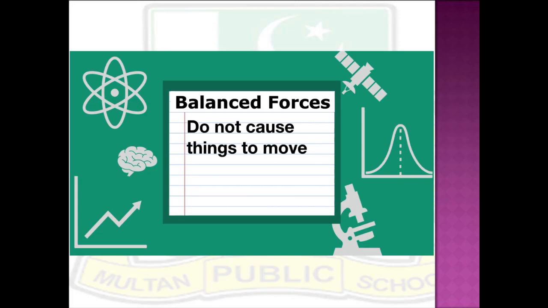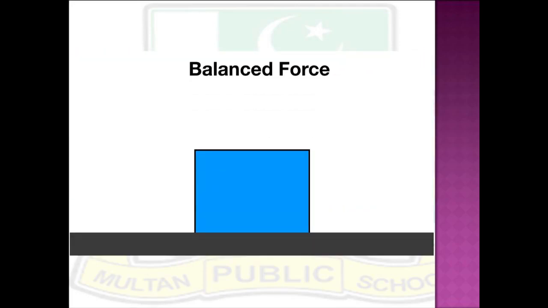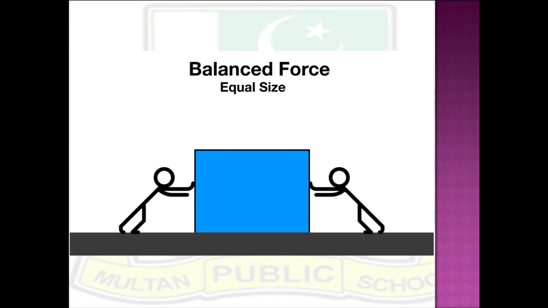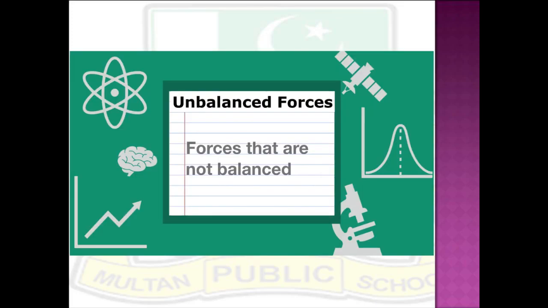Let's look at the example. If we had a box on the floor and you try to push it from one side, but your friend pushes it from the other side, the box will not move. And therefore, this would be a balanced force. Both you and your friend would be pushing equally hard. So your forces would be equal in size. But you would be pushing one way and your friend would be pushing the opposite way. So you are pushing in opposite directions and these two forces cancel out each other and we can call them balanced forces.